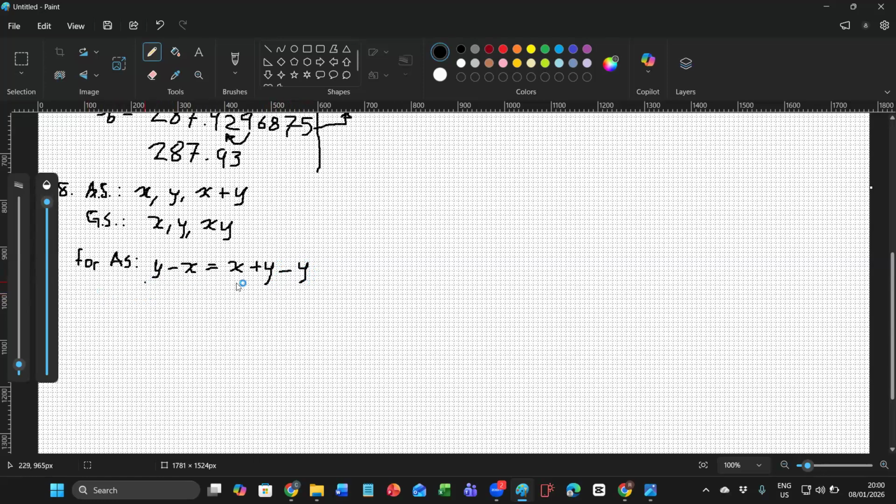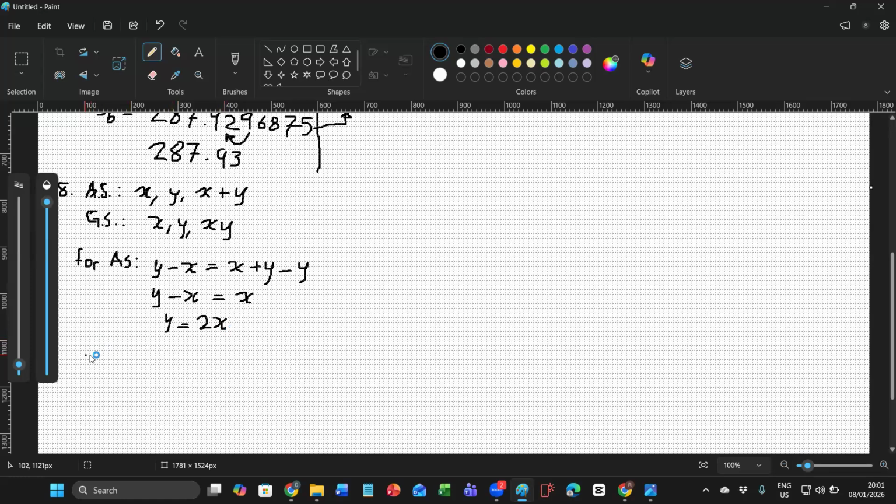If I simplify this, the y takes itself out, and that leaves me, on the right hand side, with y minus x equals x. If I now move the minus x to the right hand side, we can safely conclude that y equals x plus x, which is 2x.